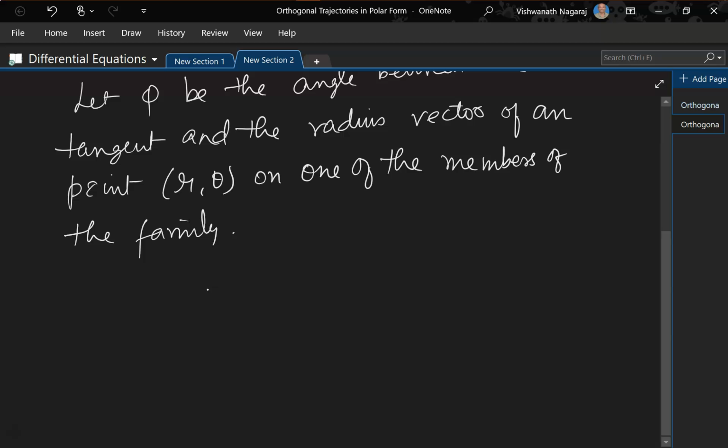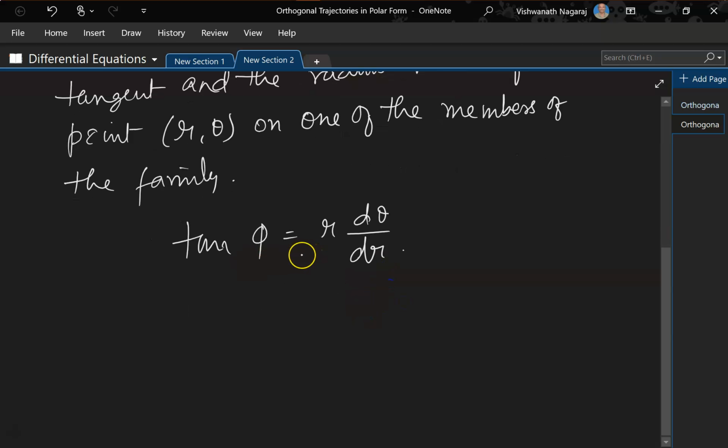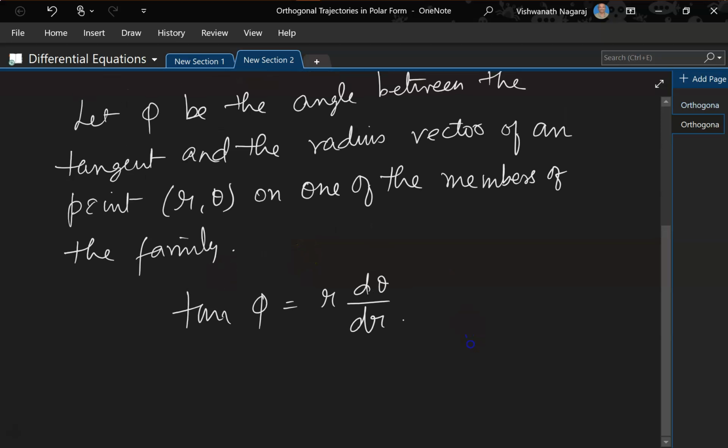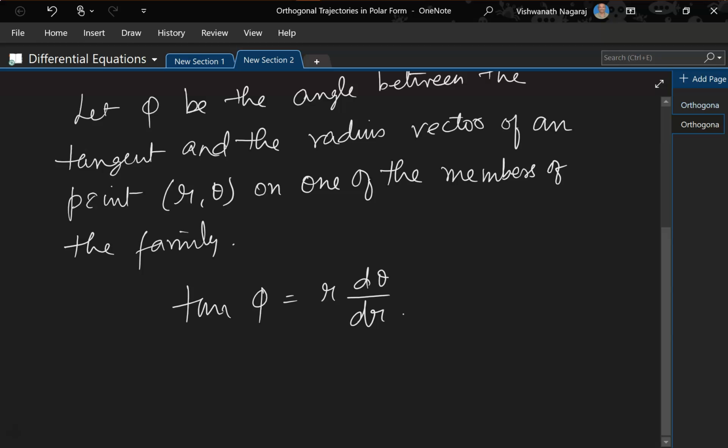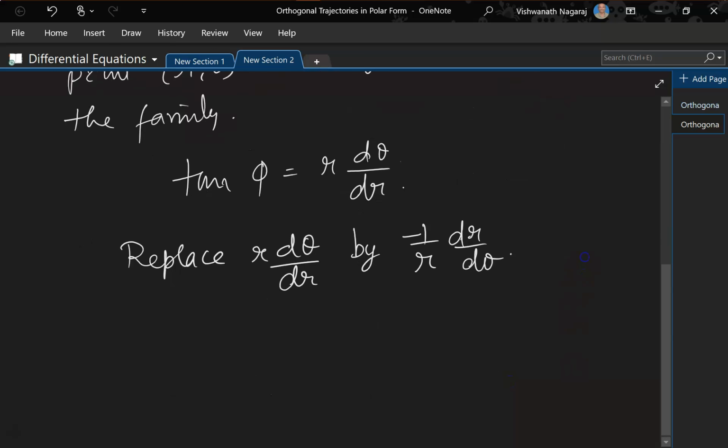So remember this, the angle between tangent and the radius vector, we can say tan phi is equal to r d theta by dr. If this is the case of this family, the angle between the tangent and the radius vectors of the orthogonal trajectories would be the negative reciprocal of this. So we can replace r d theta by dr by minus 1 by r dr by d theta. That means they both will be equal, right? So what we can do is we can say r d theta by dr is equal to minus 1 by r dr by d theta.